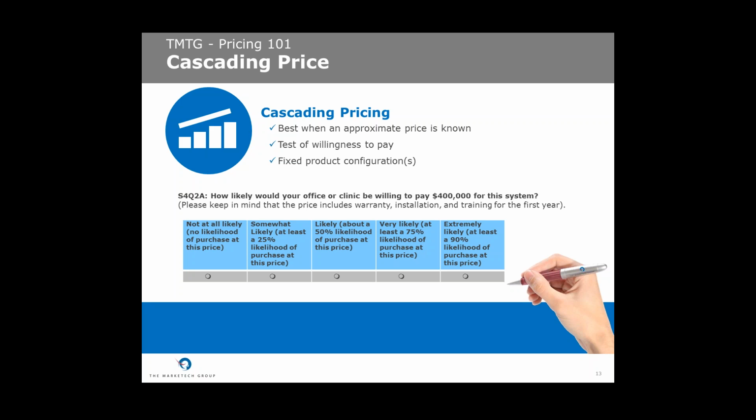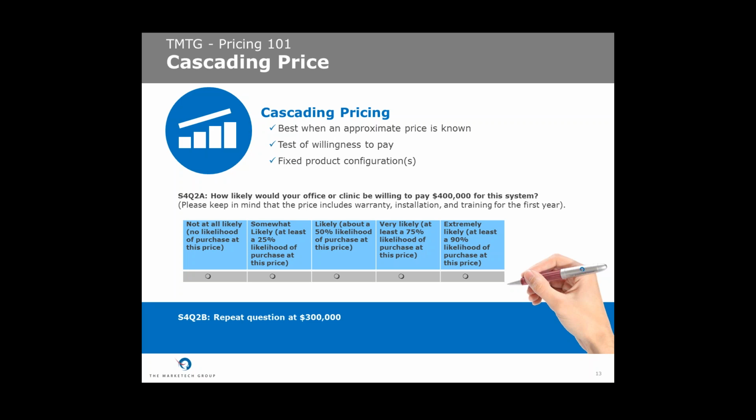They then respond, and those who respond that they are very likely or extremely likely to purchase at $400,000 are done with this task. We like to put numbers in to quantify what somewhat likely and likely are. Those respondents who answer very likely or extremely likely are done. You know they're willing to buy this at $400,000. Those who respond, I'm only somewhat likely, will be asked the same question at $300,000. Let's lower the price. How likely would you be to purchase at a lower price?